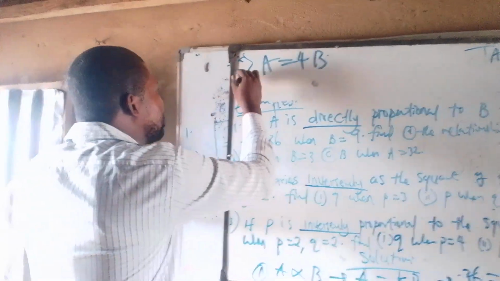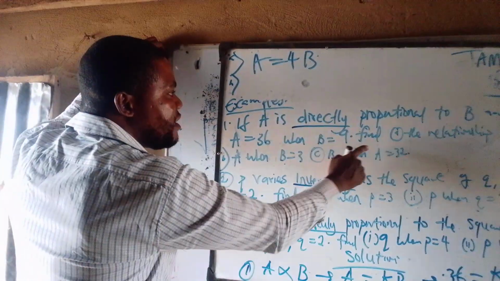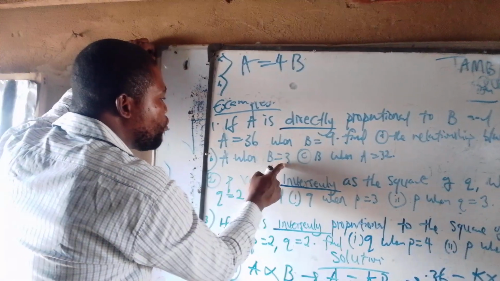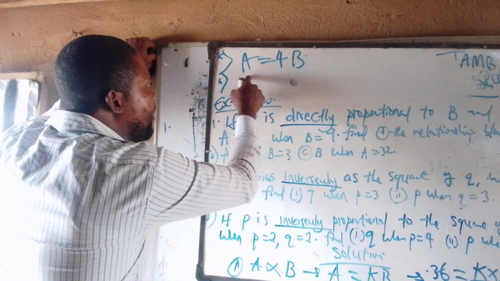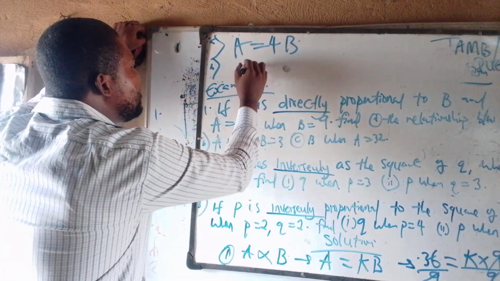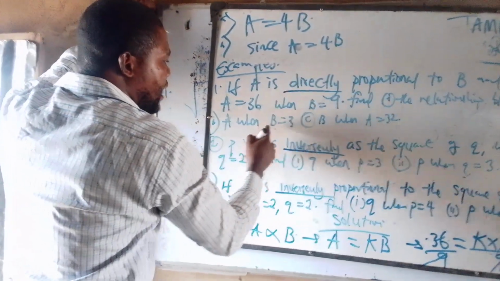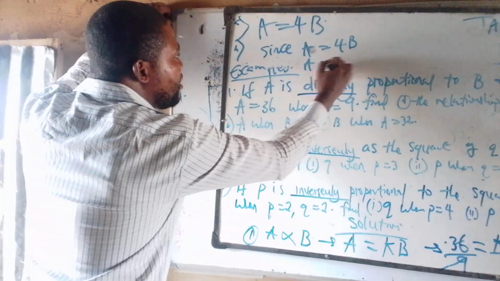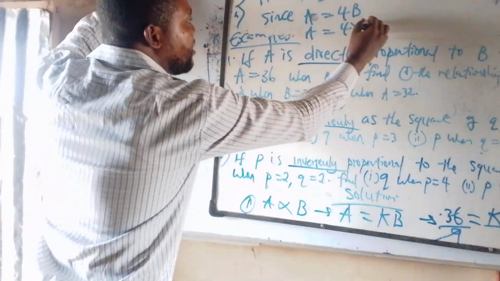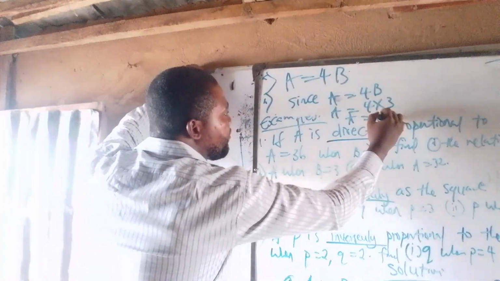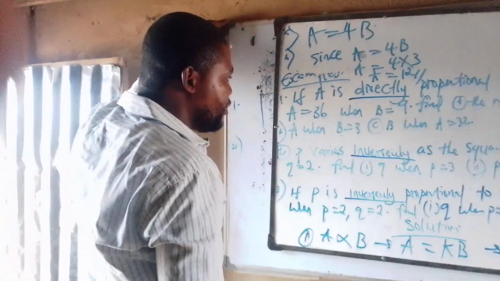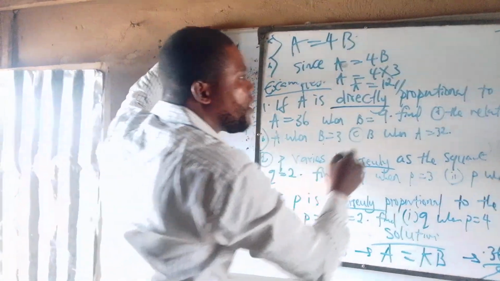The second part says I should find A when B is equal to 3. I will bring down my equation. Since A is equal to 4B and I'm asked to look for A, 4 times B, which is 3. Therefore A is equal to 12. 4 times 3 is 12. That is my B answer.